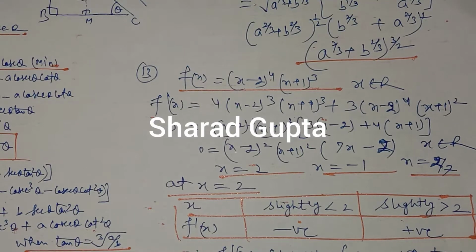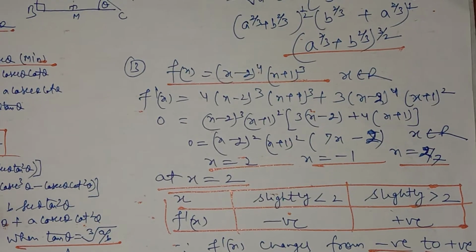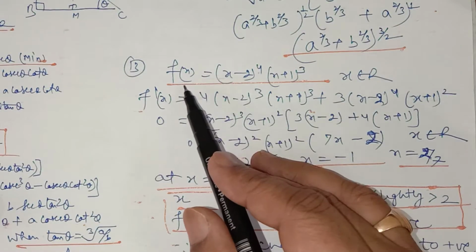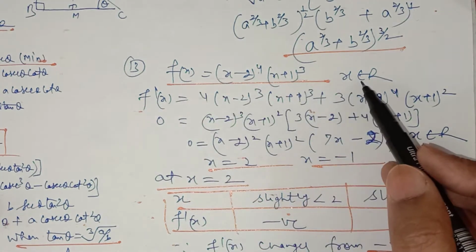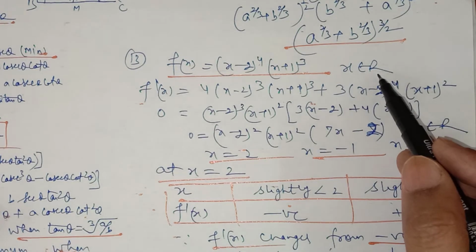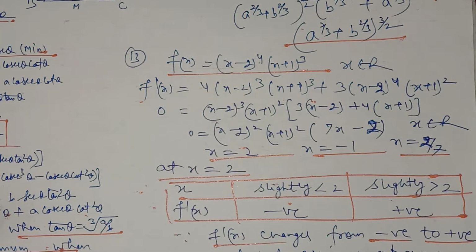This is lecture number 20 for the chapter Application of Derivatives for class 12th, and we're discussing the miscellaneous exercise. Let us take question number 13. The function is given as f(x) = (x − 2)^4 (x + 1)^3 for all x belonging to real numbers, and you have to find in which interval it is increasing and decreasing.